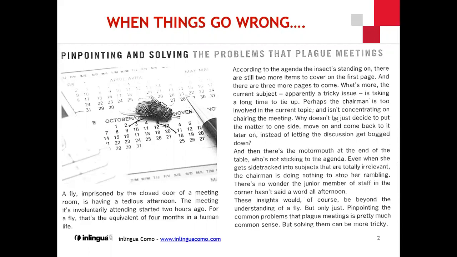And then there's the motormouth at the end of the table who's not sticking to the agenda. Even when she gets sidetracked into subjects that are totally irrelevant, the chairman is doing nothing to stop her rambling. No wonder the junior member of staff in the corner hasn't said a word all afternoon. These insights would of course be beyond the understanding of a fly, but only just. Pinpointing the common problems that plague meetings is pretty much common sense, but solving them can be more tricky.